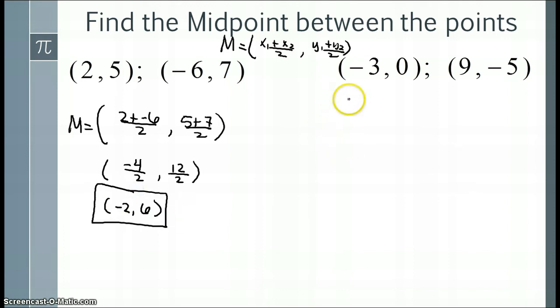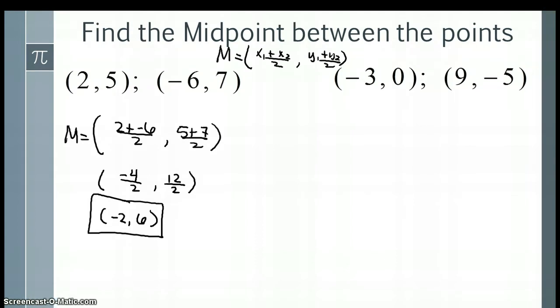Go ahead and take a second and find the midpoint for the second one, and we'll compare answers in a second. Go ahead and hit pause on the video real quick while you do this, and then unpause it when you have an answer and you can compare it with mine.